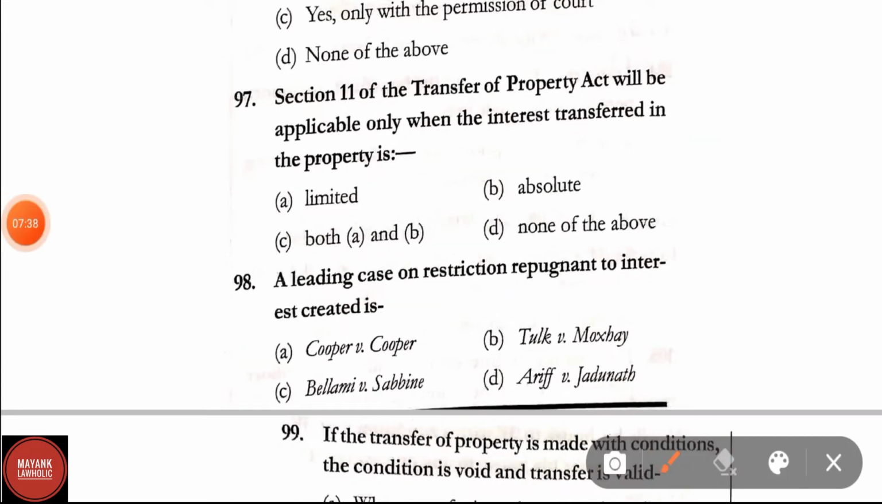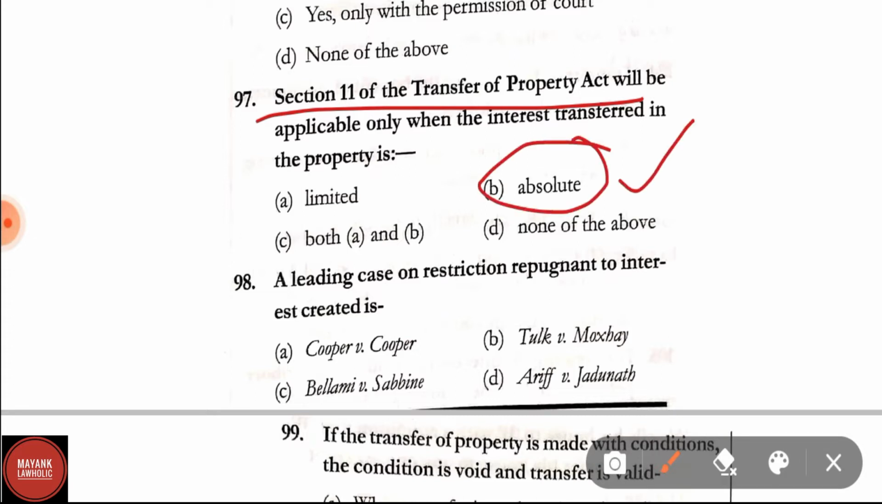Question number 97. Section 11 of the Transfer of Property Act will be applicable only when the interest transferred in the property is limited, absolute, both A and B, none of the above. Correct answer is option B, that is absolute. Section 11 of the TPA will be applicable only when the interest transferred in the property is absolute.